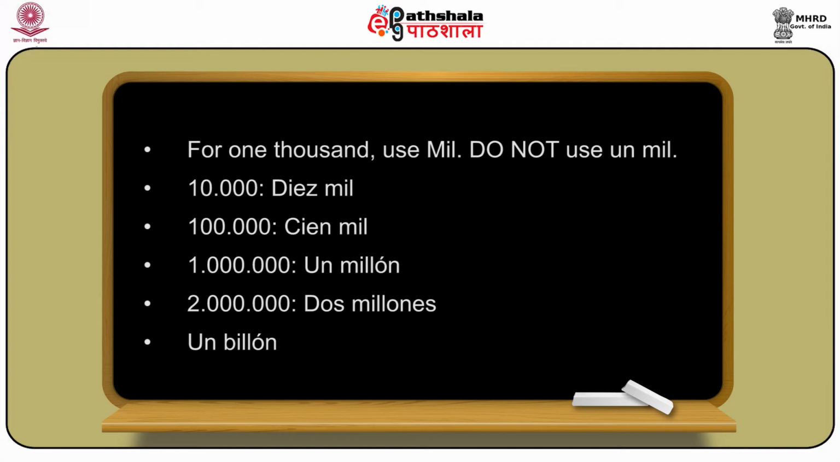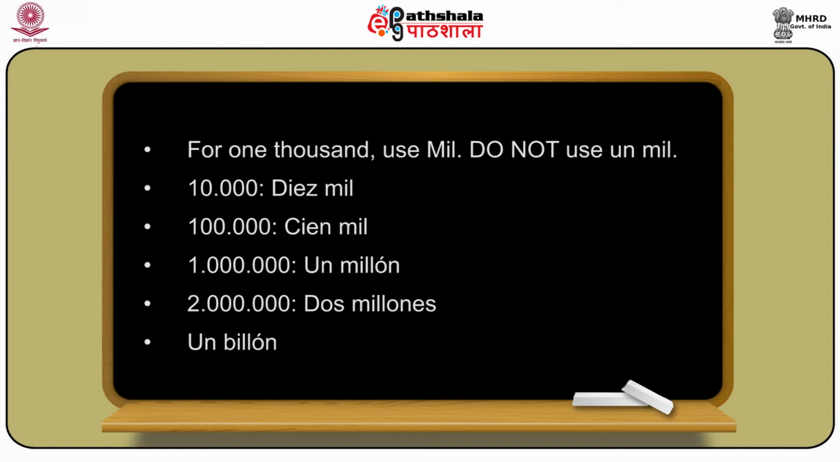So 1000 in Spanish is only mil, that is, and not un mil. After 1000, if you want to say 2000, you simply add the number. So 1000 is mil, and after 1000, if it is 2000, you simply say dos mil. 3000 will be tres mil. 4000, cuatro mil. 5000, cinco mil. And same way till 9000, that is nueve mil.